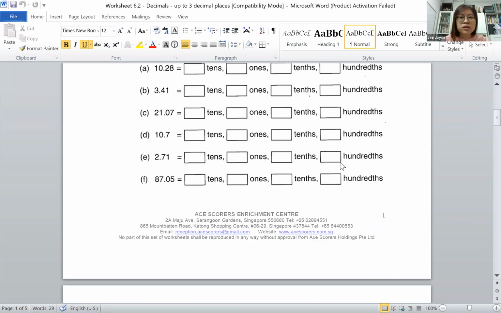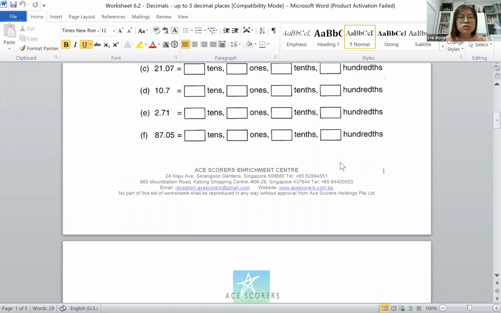Okay, we're going to move on to question 2. For question 2, parts D, E, and F, it should be 1 ten, 0 ones, 7 tens, and 0 hundreds.